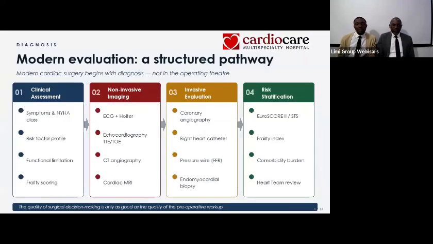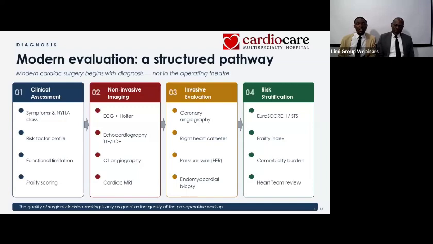So then we ask ourselves the next question: how can a cardiac patient be evaluated? We have four major headings. We will have the clinical assessment, the non-invasive imaging, the invasive evaluation, and the risk stratification. We should not forget that even though it's surgical, history and physical examination play a major role in a cardiac surgery patient.